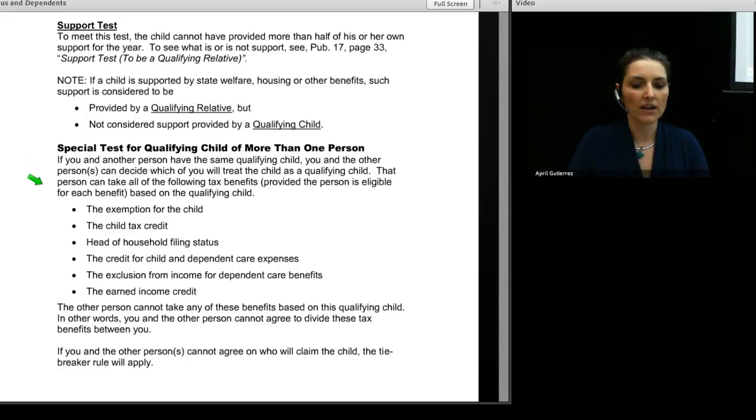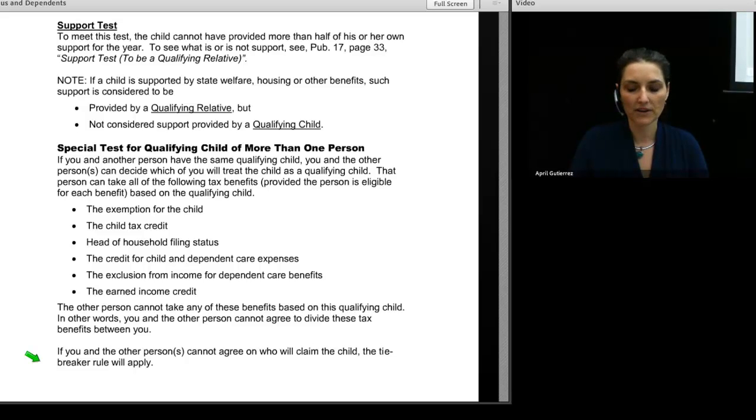That person can take all of the following benefits, provided that person is eligible for each benefit based on the qualifying child, including the exemption for the child tax credit, the head of household filing status, the credit for child and dependent care expenses, exclusion from income for dependent care benefits, and the earned income credit. The other person cannot take any of these benefits based on this qualifying child. In other words, you and the other person cannot agree to divide these tax benefits between you. If you and the other person cannot agree on who will claim the child, the tiebreaker rules apply.